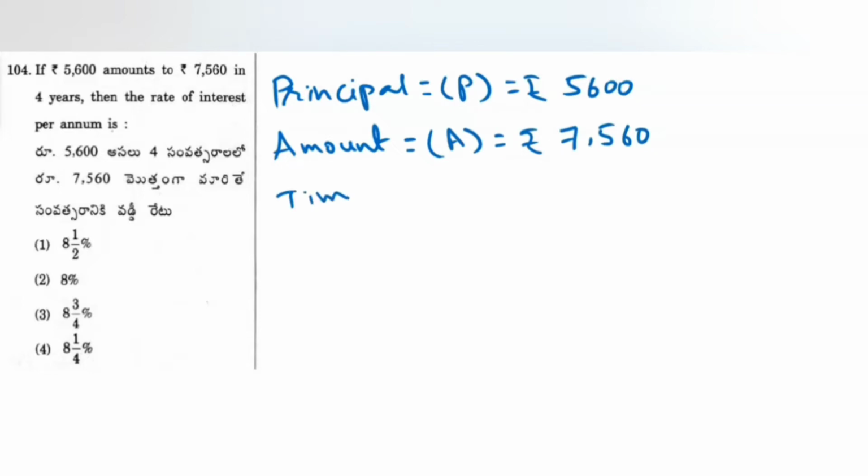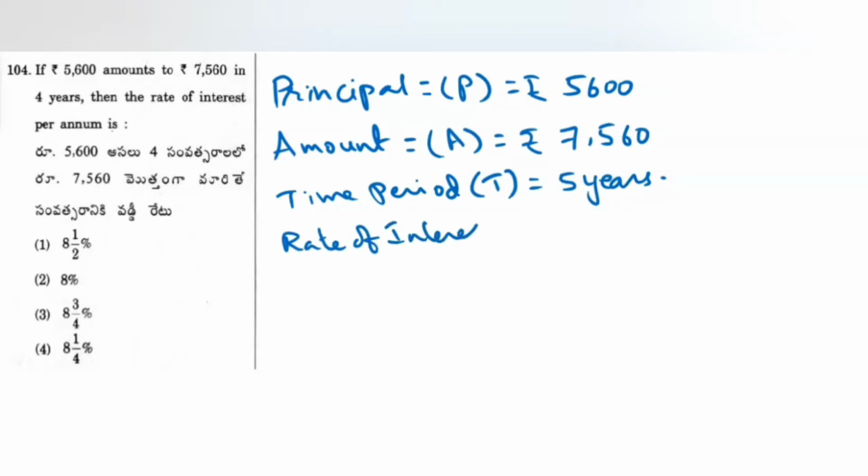So write time period T is equal to 4 years. Now he is asking you the rate of interest, so R, rate of interest R. So what is the formula for rate of interest? Rate of interest R according to simple interest SI is equal to PTR by 100. From that formula you can get R is equal to I into 100, interest into 100, by P into T.